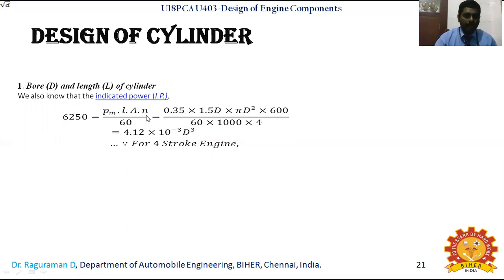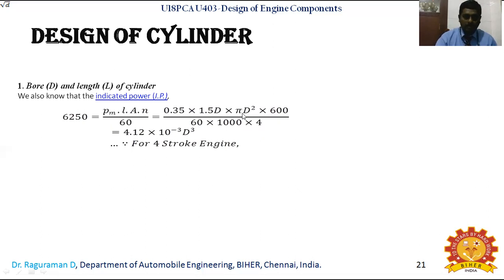So now we use the formula PM into L into A into N divided by 60. We know PM is 0.35, which is given in the question itself as 0.35 Newton per mm square. L we considered as 1.5 times D, and A is pi D square by 4. The 1.5 times D is converted into mm by dividing by 1000, which is how this 1000 comes here. The N value is 1200 RPM as capital N, but small n is capital N by 2, so we have 600. That's what we have substituted here.